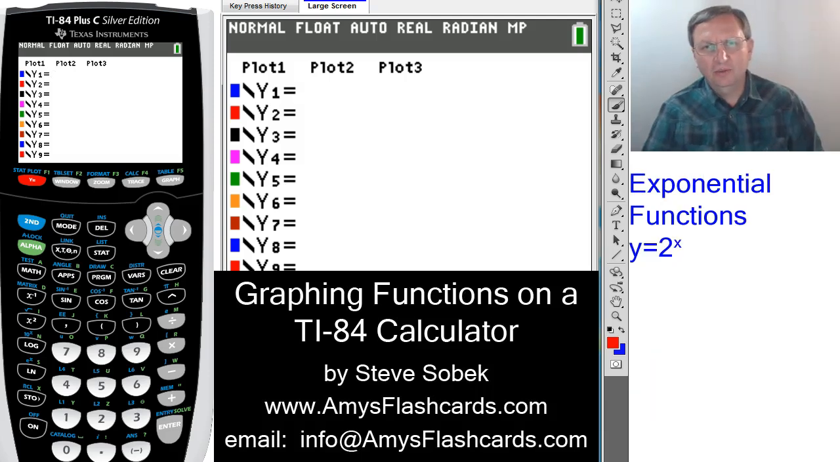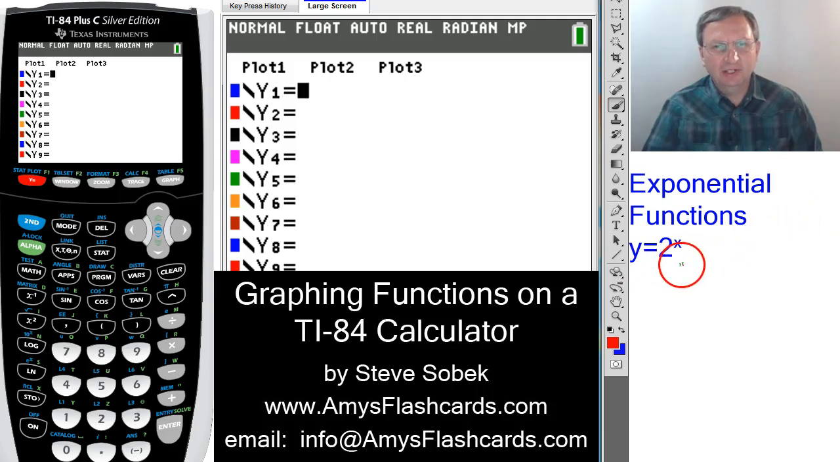Okay, let's say a word about exponential functions. I need to remember what my wife told me. She said if your movie's too long, no one's going to watch the whole thing. So let me just briefly say a few words about some exponential functions, trigonometric functions, and some rational functions.